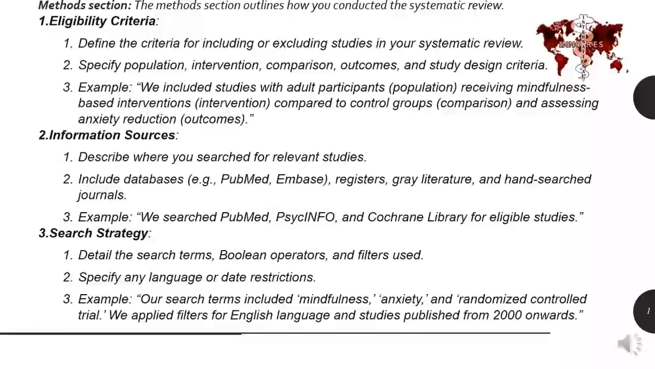We then move on to item 6. In item 6, you want to talk about the information sources. So your databases, the registers, the websites, and sources that you searched and consulted to identify studies. So you want to include them. As I mentioned earlier, I mentioned a few of them: PubMed, Embase, Cochrane Library. It could be even registers. It could be grey literature that you made use of.